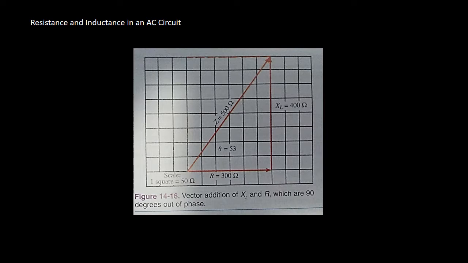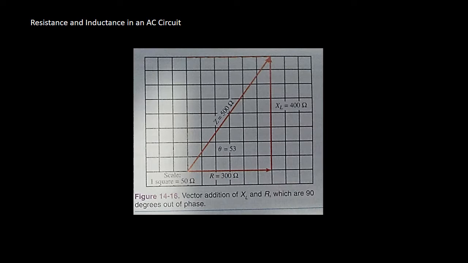Here the vectors can be added using the graph. Place the tail of the XL vector on the arrowhead of the R vector. Then draw a vector from the starting point of the resistance vector to the head of the reactance vector XL.